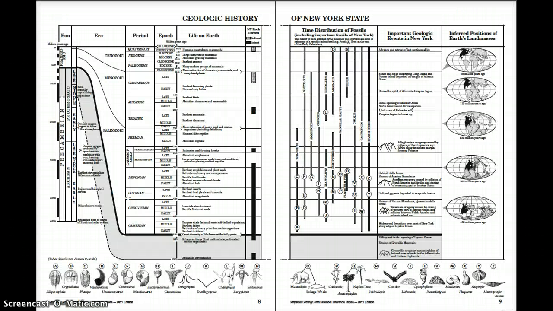To do that, I'm going to go to my reference table, and I have it in this dual page view so you can see specifically how it looks. I'm going to use this area here, the time distribution of fossils. I know it's a bit small, but I'm going to use the information to help me figure it out.